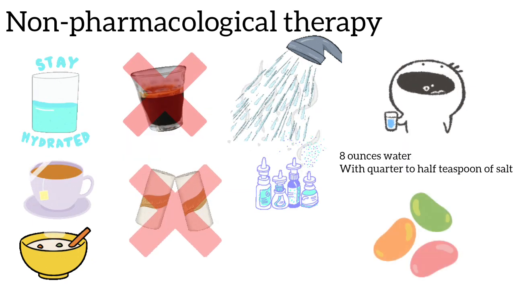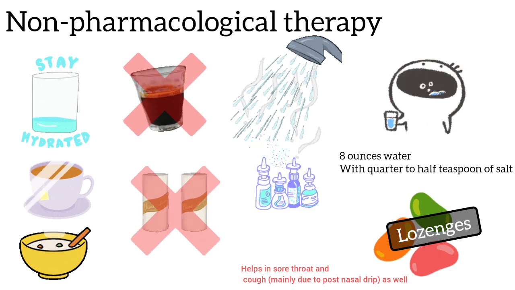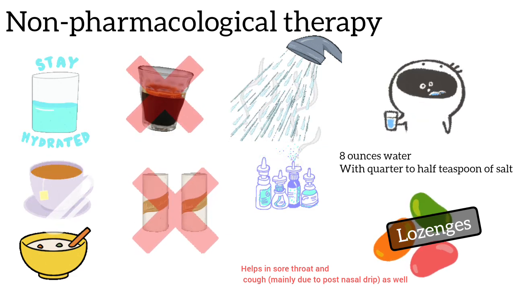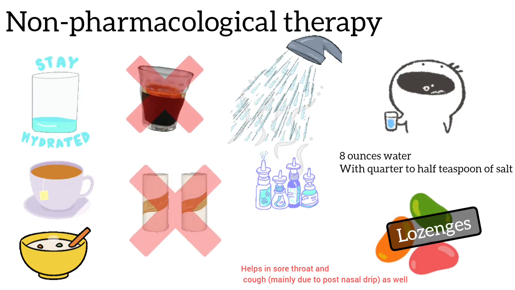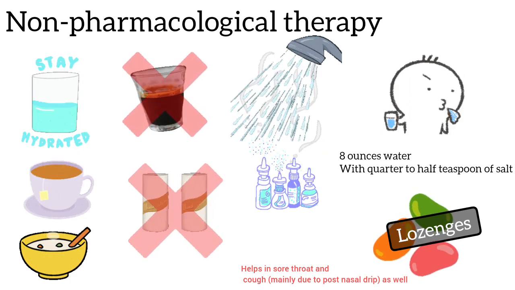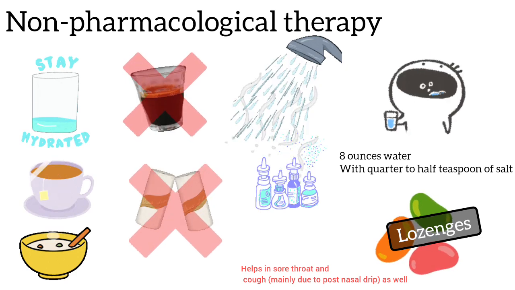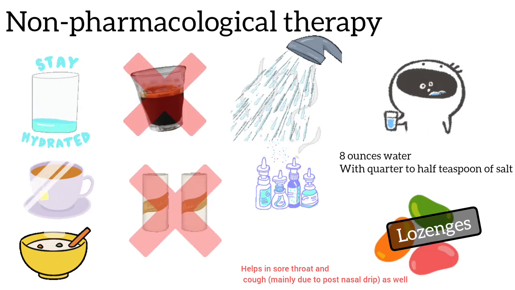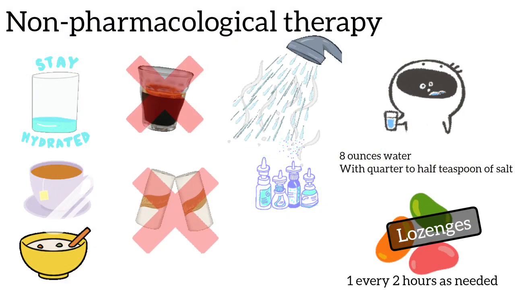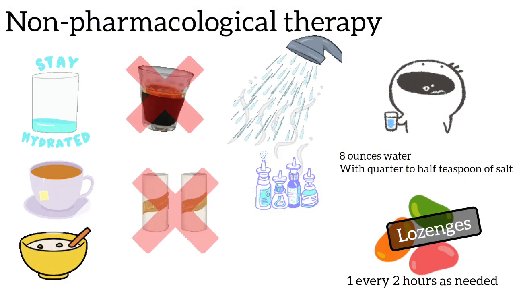Local anesthetic products containing benzocaine or dyclonine hydrochloride are available for the temporary relief of sore throat. Local anesthetics, local antiseptics, usually containing menthol or camphor, usually help in sore throat. In addition, sucking on hard candy. Most known one is the Dicalene lozenge, which is usually given 1 every 2 to 4 hours as needed.